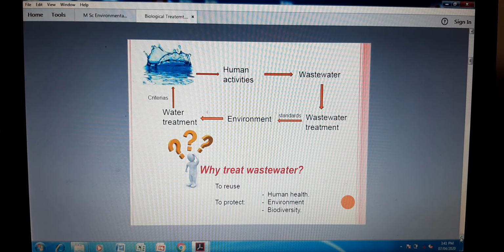Okay, so why do we treat that wastewater? Because the main purpose is to reuse and to protect this particular 1% of the water for our day-to-day life requirements. The requirements are human health, the environment, and biodiversity. All these three aspects mostly depend on this particular resource.